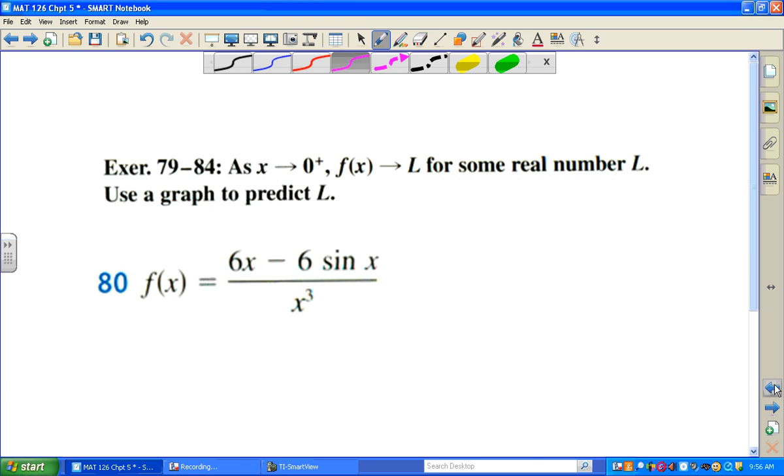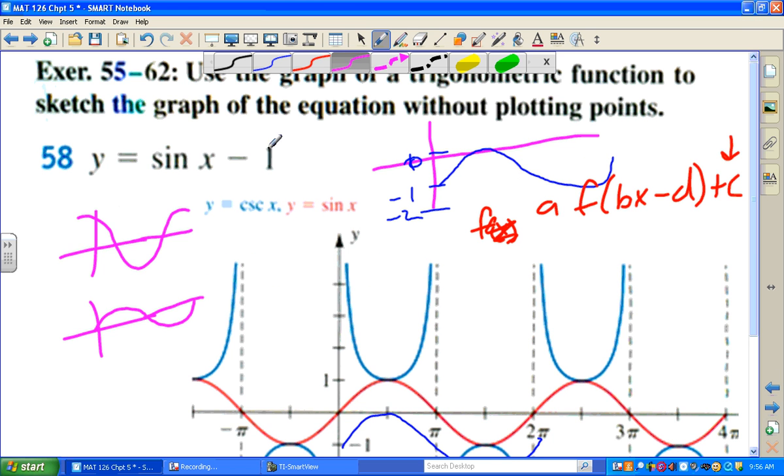So tangents, we'll get through 59. Okay? How many problems are there? 50. It goes 55 to 62. Okay, so we'll do 59. We'll do 61. Okay? There you go, got the most out of it.